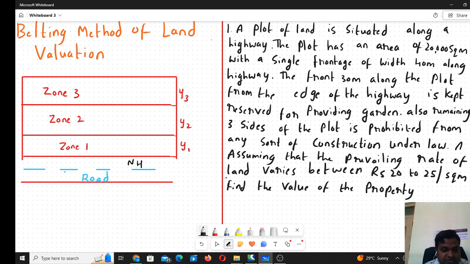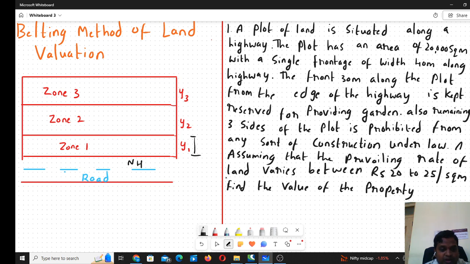Generally, in the belting method of land valuation, three zones are created. The one which is nearest to the road will be called zone 1, the next one will be called zone 2, and the third part will be called zone 3. Now, when fixing the depth for the valuation, suppose I assume this as y1, the depth of the first part of the land which is adjacent to the highway.